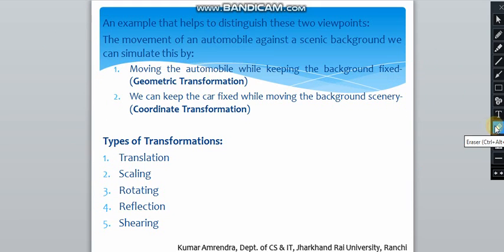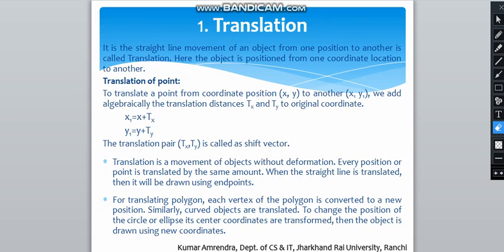Okay, so let's start the first transformation, that is the translation. It is the straight line movement of an object from one position to another, and it is called translation. Here the object is positioned from one coordinate location to another. I have already told you that we have to change the position from one to another. So for translation of a point, first we will translate a point, then with the help of multiple points we can translate the object also.